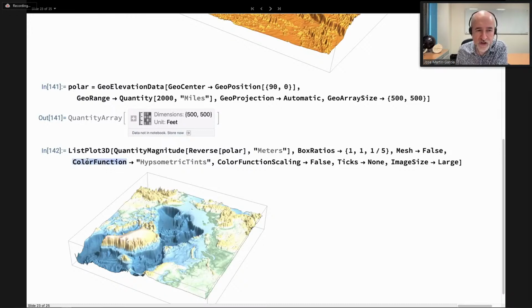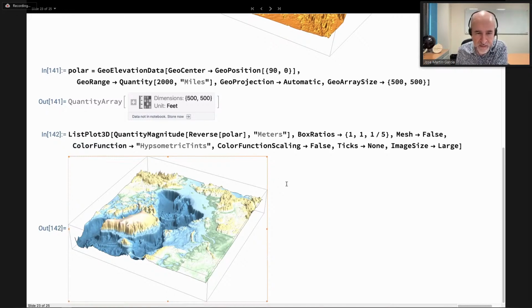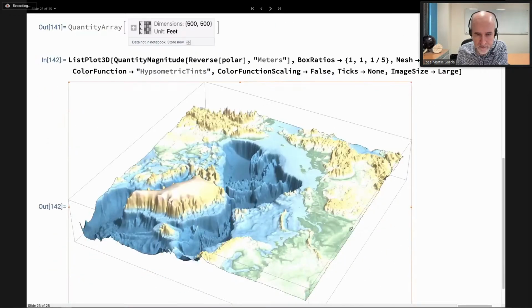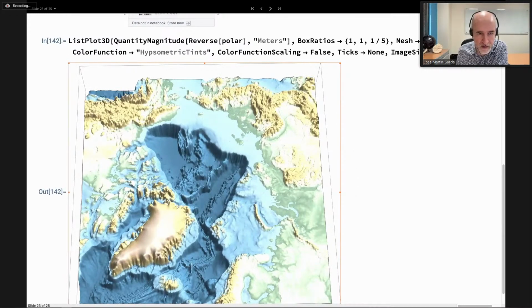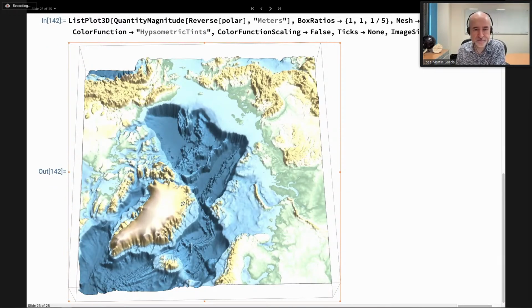And now we can use a color function again. There is a specific color function called hypsometric tints that changes color very fast when reaching 0. So this is very useful to distinguish the sea part from the land part. And so this is the area around the North Pole over here. Here we have then Canada, that's Russia, that's Norway and Sweden, Finland, etc. Greenland and Iceland. Here.